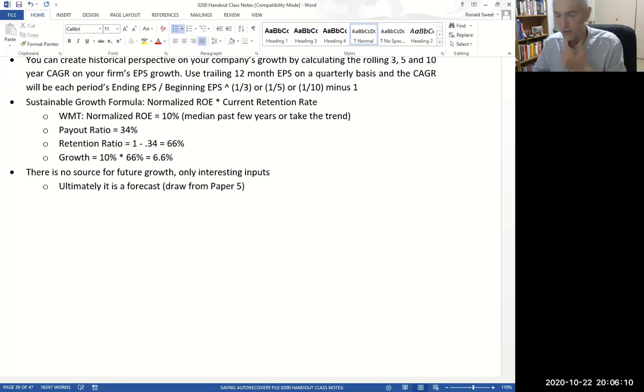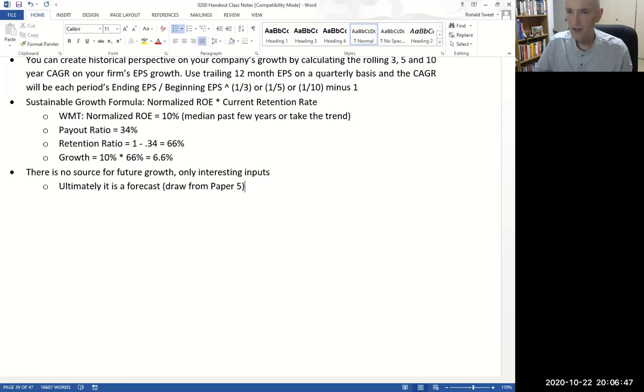You can draw from paper 5 if you want to. If you've got a really good forecast in paper 5, you can go back to that and figure out what growth rate you're getting out of it. You want it to be somewhat consistent here. There's no way I would use a 6.6% growth rate for Walmart. It just doesn't make sense. I think part of the reason their ROE is 10% is because of their leverage. I think they're actually going to be paying down some of that debt because of their purchase of Flipkart, and that's going to reduce their ROE. So I think this ROE is somewhat inflated.